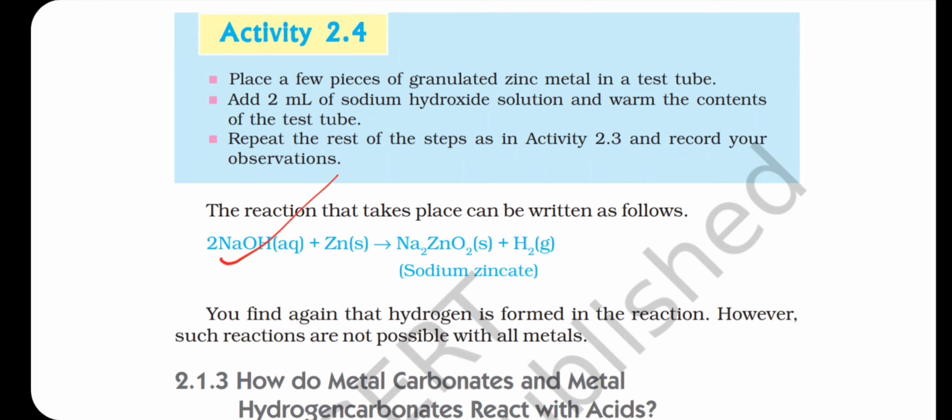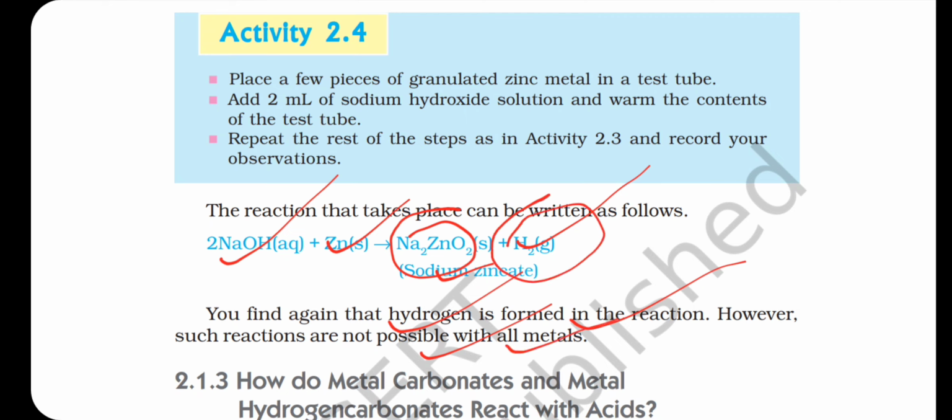Now the reaction of a base with metals takes place in the following way. Here the base, sodium hydroxide, is taken and reacted with zinc, giving sodium zincate, that is Na2ZnO2, which is a salt, along with the release of hydrogen gas. You can see that hydrogen is formed in the reaction. However, such a reaction is not possible with all metals, only with some metals. So it is not universally correct.